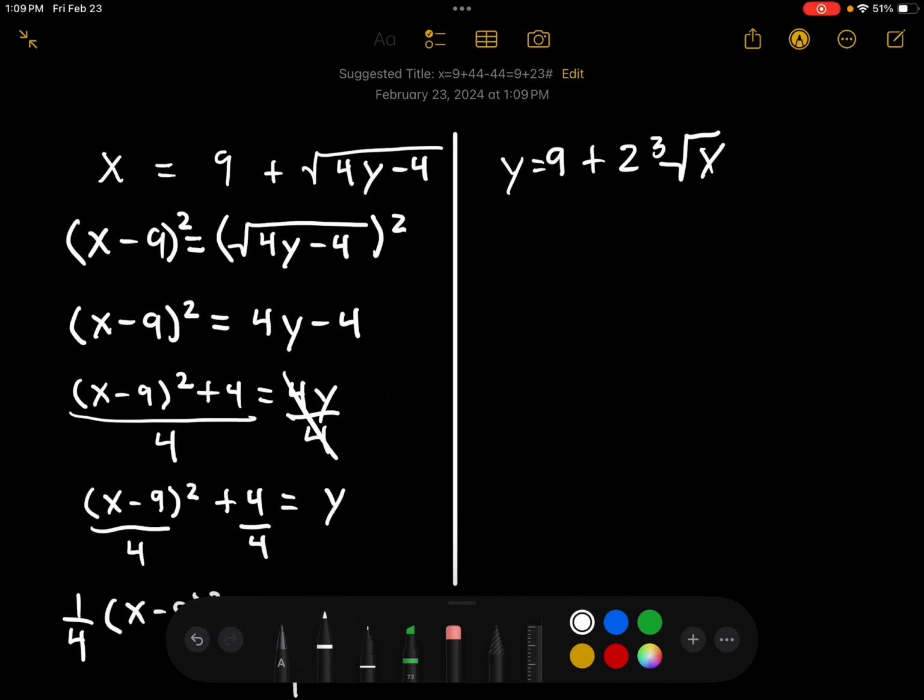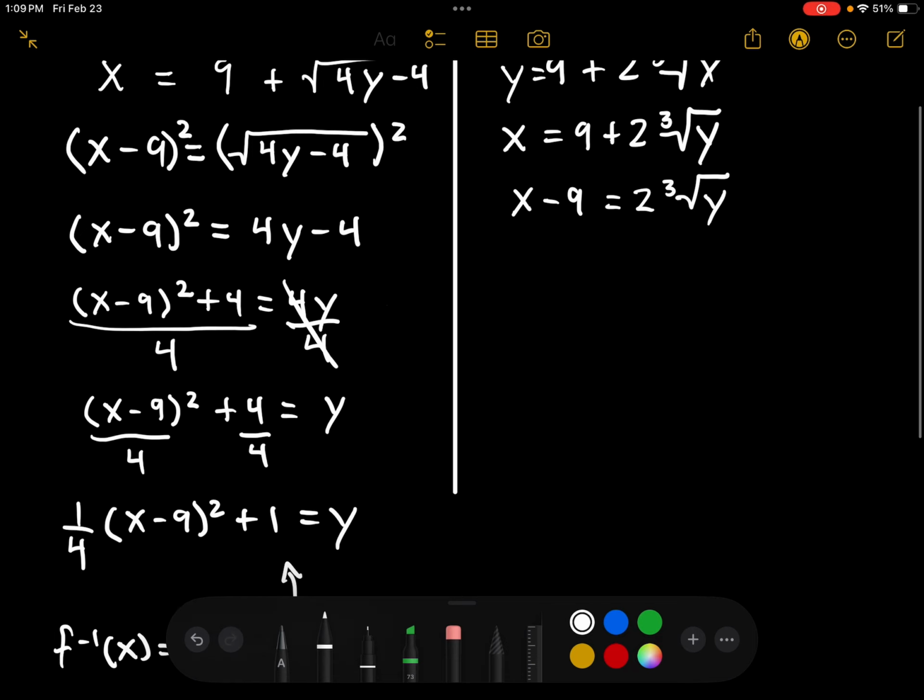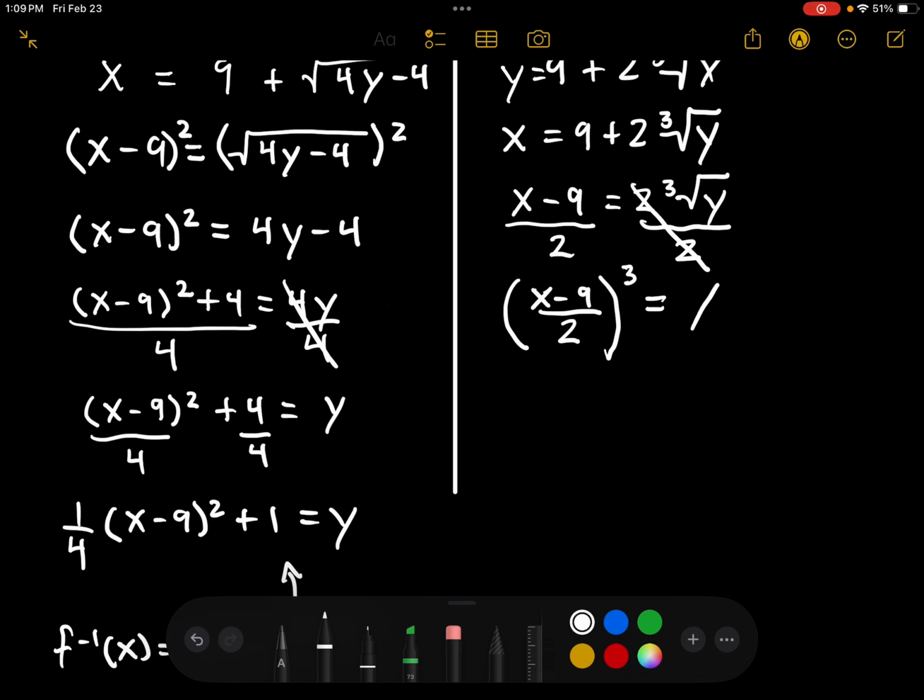Now, we're going to start off by switching the x and y. Don't forget, that's step number 1. And we're going to solve for y. So hopefully you can see that we're going to subtract 9. And then at this point, you have 2 choices. If you want to divide by 2, you can. The other choice is just to go ahead and cube both sides. Either way, if I cube all of this, because I'm trying to get rid of the cube root. So to get rid of the cube root, I would have to cube both sides.